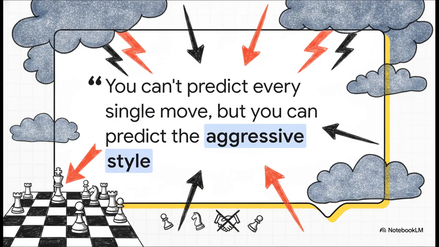The source uses a really great analogy here. It says it's exactly like predicting a chess player who is solely focused on capturing the king at all costs. You can't possibly guess every single pawn sacrifice or wild tactical maneuver they're going to make on the board, but by understanding their underlying grammar of action, you know for a fact they will avoid draws, they will attack relentlessly, and you know exactly what kind of storm is coming your way.